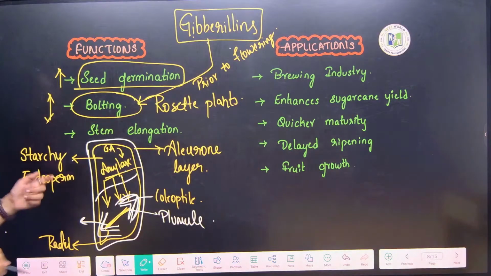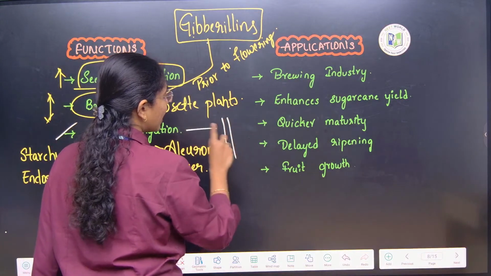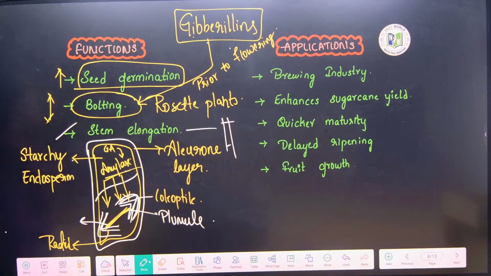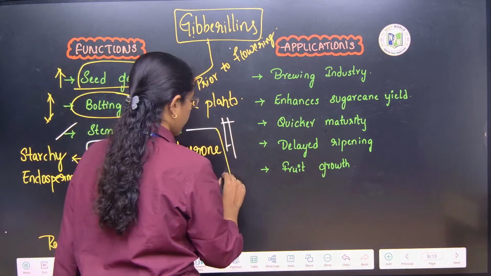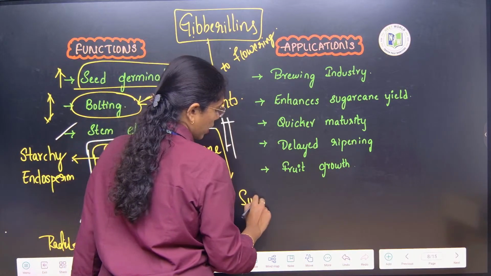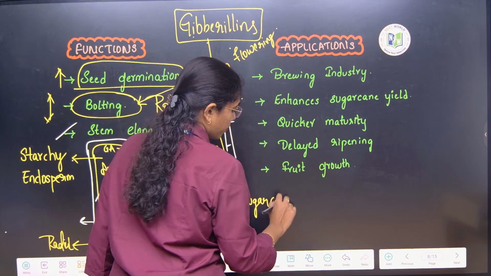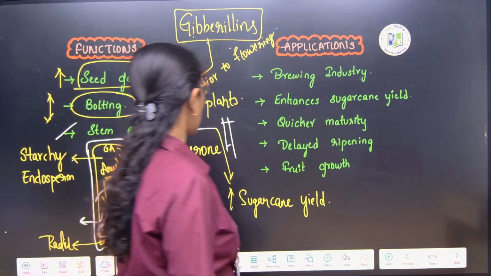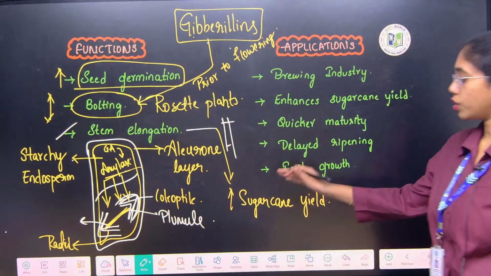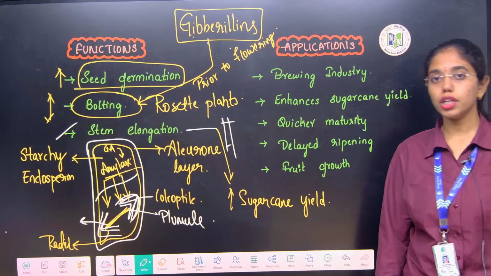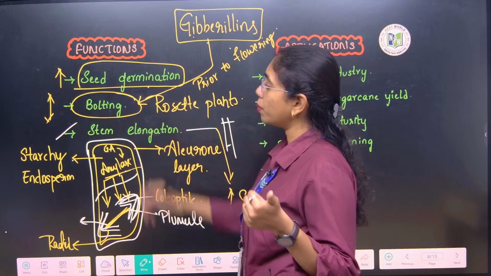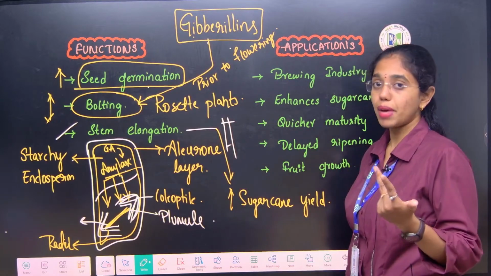Got it? Next is stem elongation. Gibberellins will increase the internodal length of the stem, whereby this is highly used for increasing sugarcane yield. Got it? So gibberellins are highly used for internodal elongation, which is used to promote the sugarcane yield. These are the three main functions of gibberellins. One is seed germination, second is bolting, third is stem elongation.